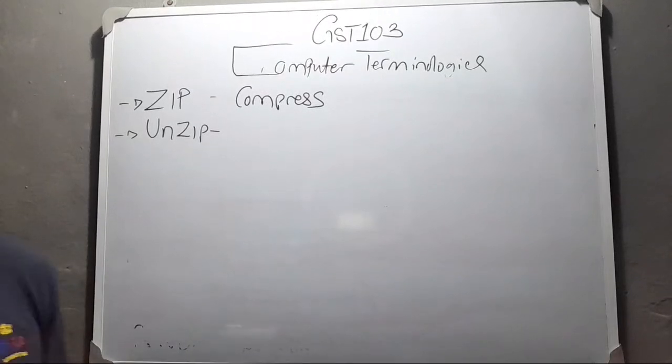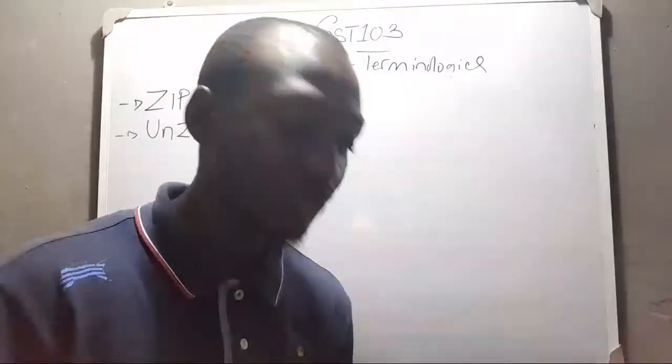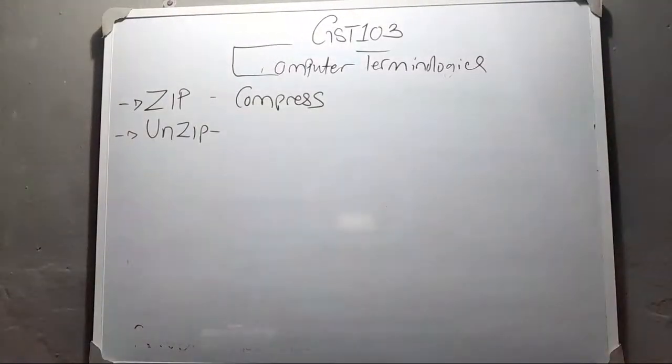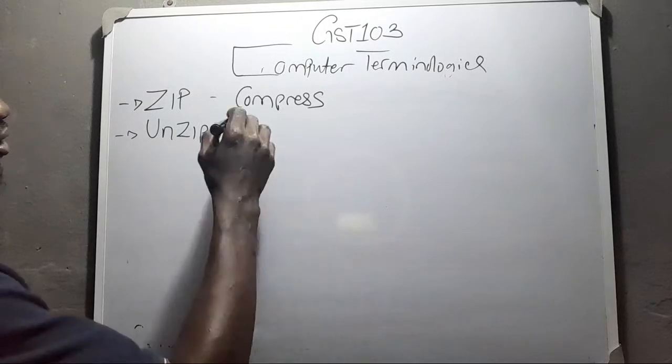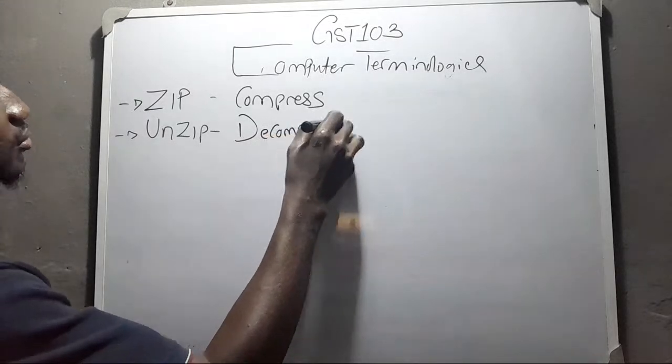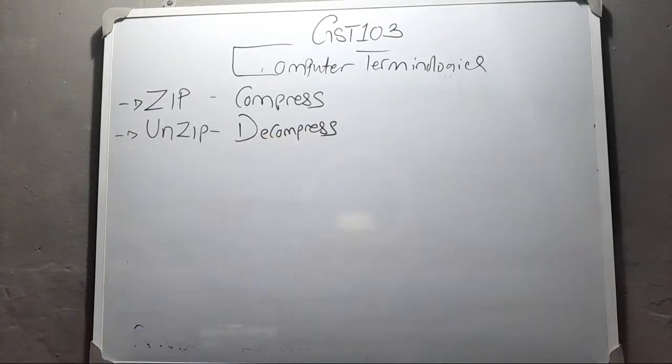When you compress, you are zipping a file. Maybe a file is about 50 gig, so you want to reduce it, you can zip it by making it maybe half the original size. Then the unzipping is when you decompress a file. So we have that as that.